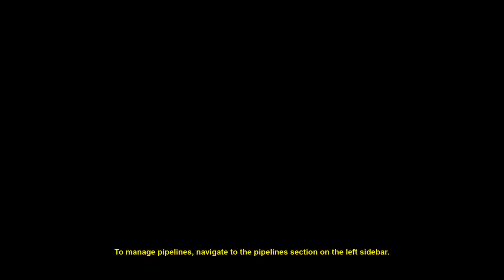To manage pipelines, navigate to the Pipelines section on the left sidebar. Click on the Pipelines option to view your existing pipelines. You can add a new pipeline by clicking the New Pipeline button. Fill in the necessary details for your new pipeline. Click Save to create the pipeline.